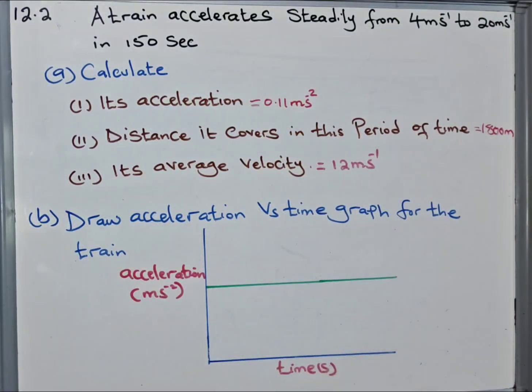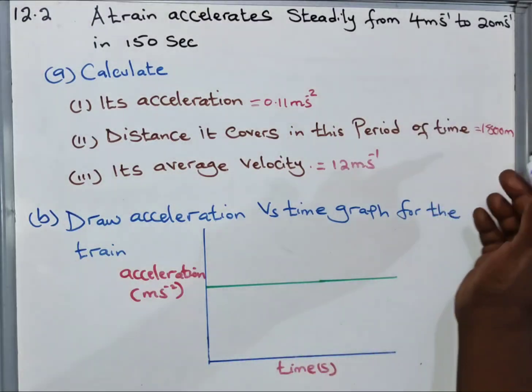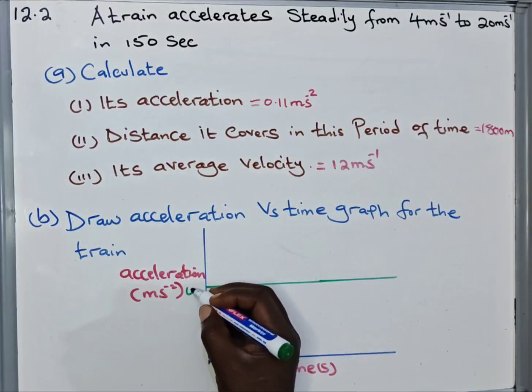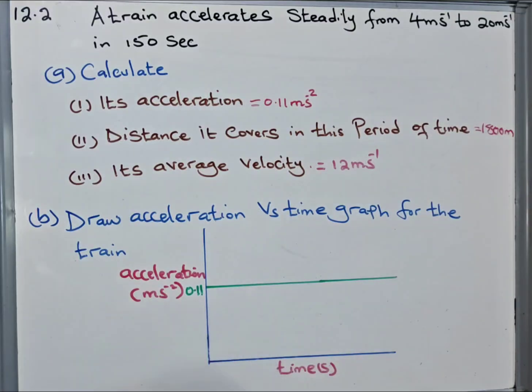And what do we have here? The figure we have here is the acceleration we calculated, so it's going to be 0.11 meters per second squared.